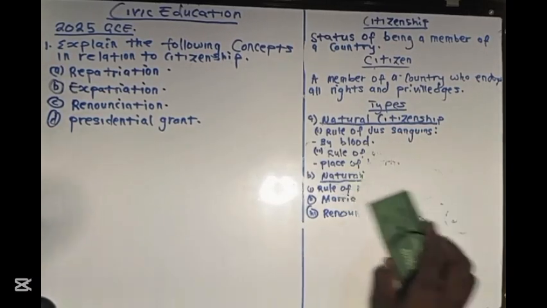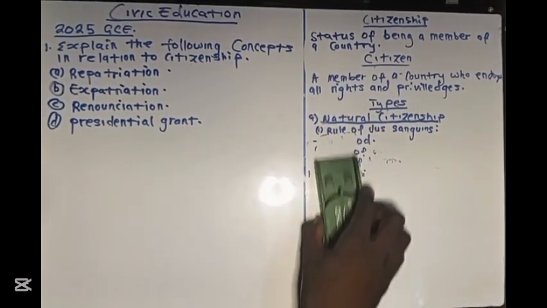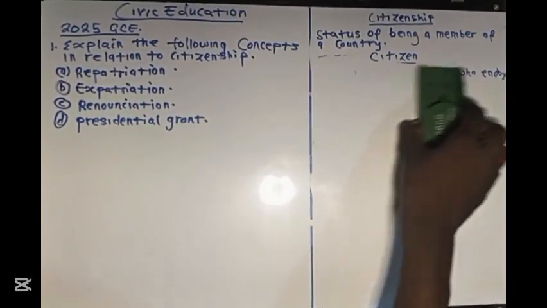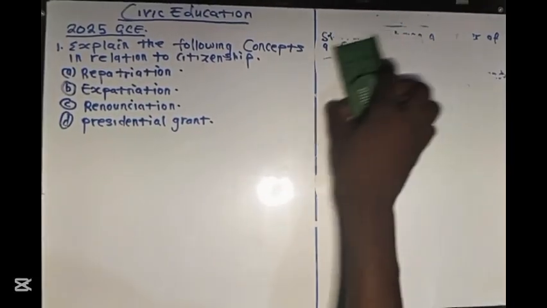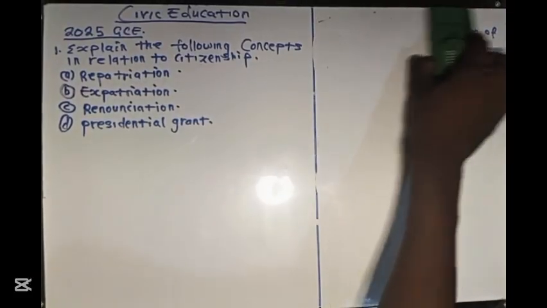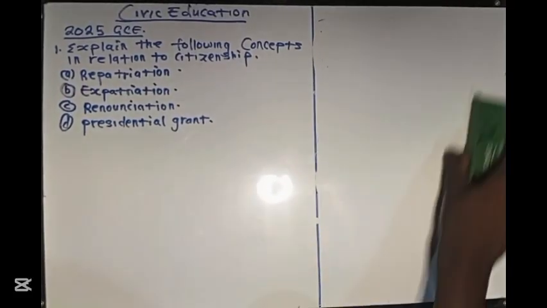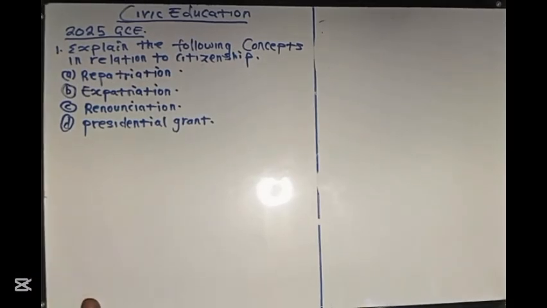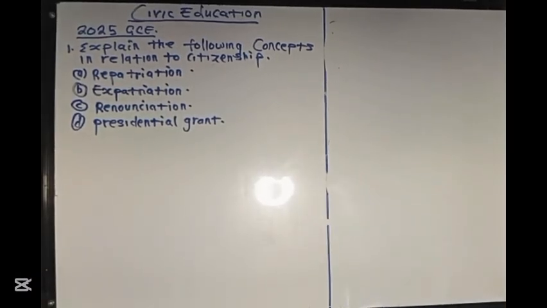Okay, so now we want to try and answer our questions. The question is saying, explain the following concepts in relation to citizenship. The first one is repatriation.